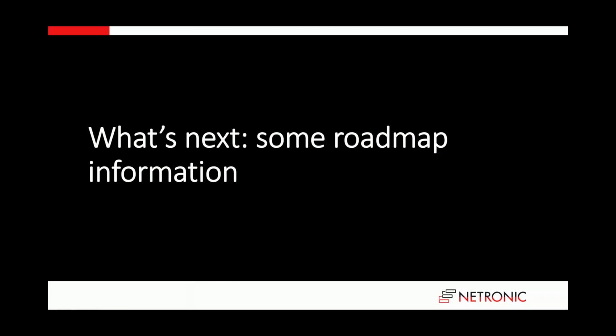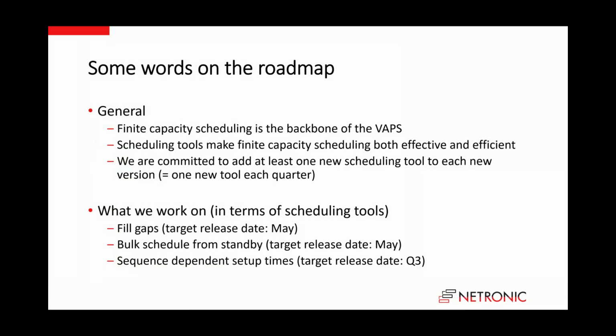So let's talk about what's next. We are working on a couple of things. Some words on the roadmap. In general, the finite capacity scheduling is the backbone of the VAPs. So what we feel is that the variety of scheduling tools that are tied to bespoke scheduling challenges make finite capacity scheduling both effective and efficient. Effective in terms of helping the user to achieve that target, and efficient in terms of helping the user to achieve their target faster.